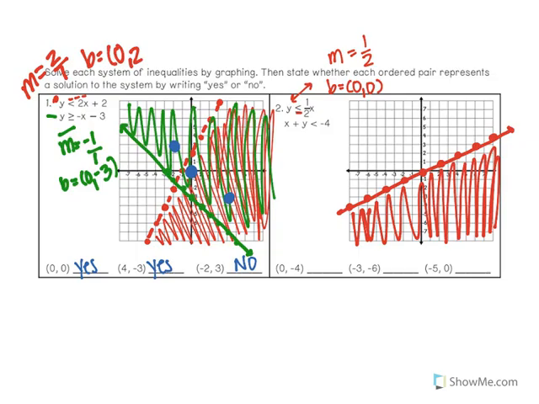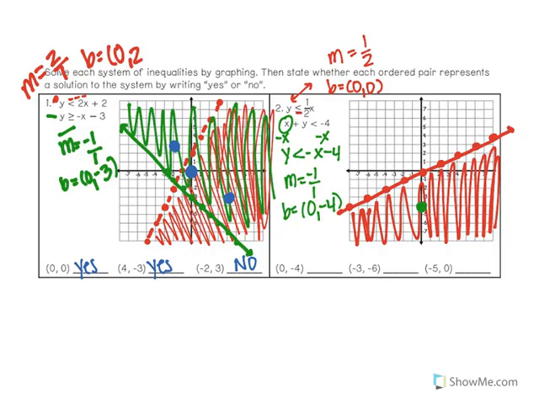I can see that I don't have my b yet, so I have to solve. When I move the x over, I subtract x from both sides. So y is less than -x minus 4. So now I can start graphing where my slope m is -1/1, and my b or my y-intercept is the point 0, -4. So I'm going to graph 0, -4.